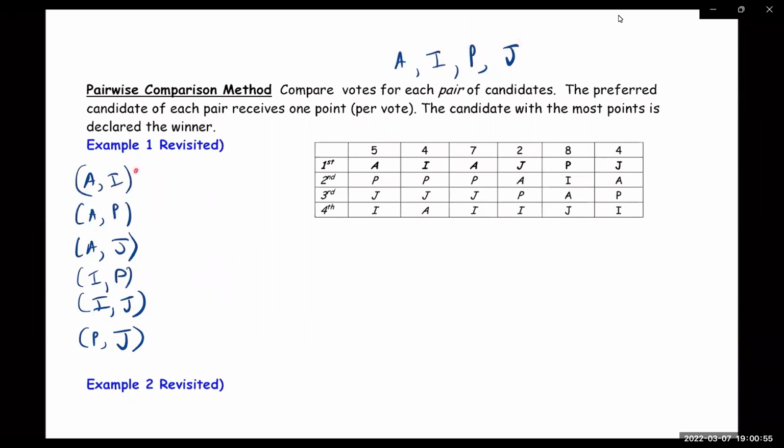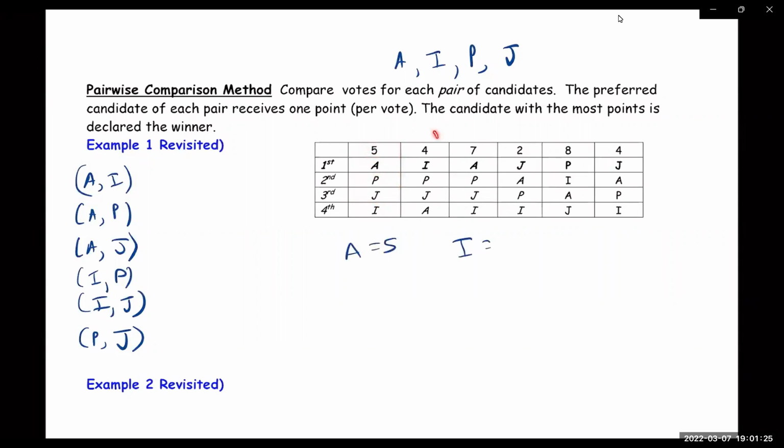All right, so let's compare A and I. Let's see who had more. All right, so in this column, who won, A or I? Who did better? A. A beats I, right? And so that's five votes. So A has 5. I has 0 so far.